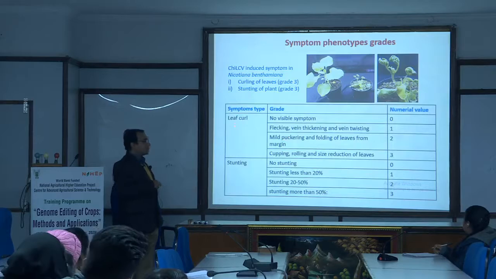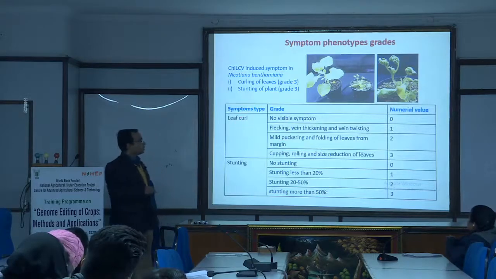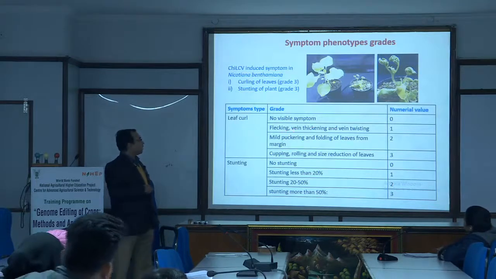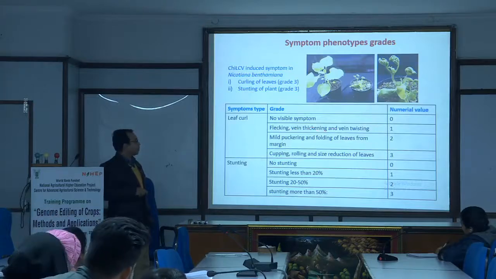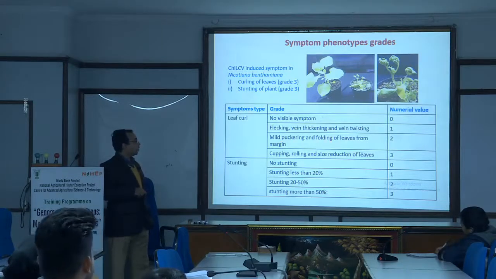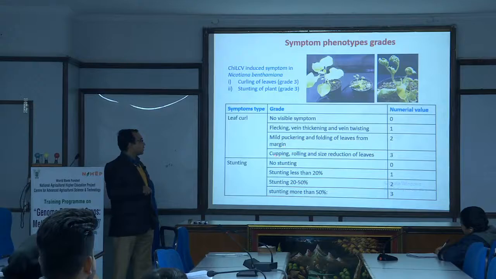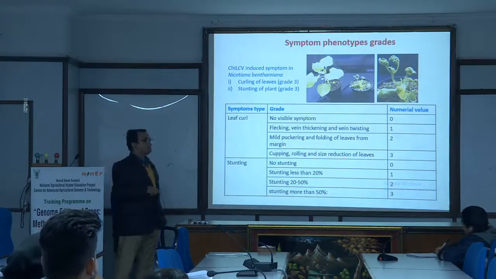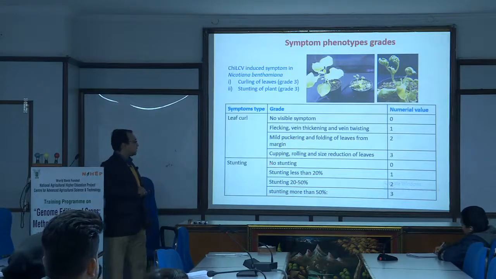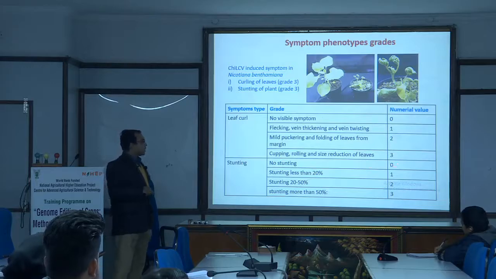What are these grades? In the leaf curl, if there is no visible symptom, we give grade 0; flaking, vein thickening and vein twisting is 1; mild puckering and folding of leaves from the margin is 2; and cupping, rolling, or size reduction of the leaf is 3. Similarly, in stunting, if there is no stunting it is 0, stunting less than 20% is 1, stunting 20 to 50% is 2, and stunting more than 50% is 3. So, these are the symptom categories.